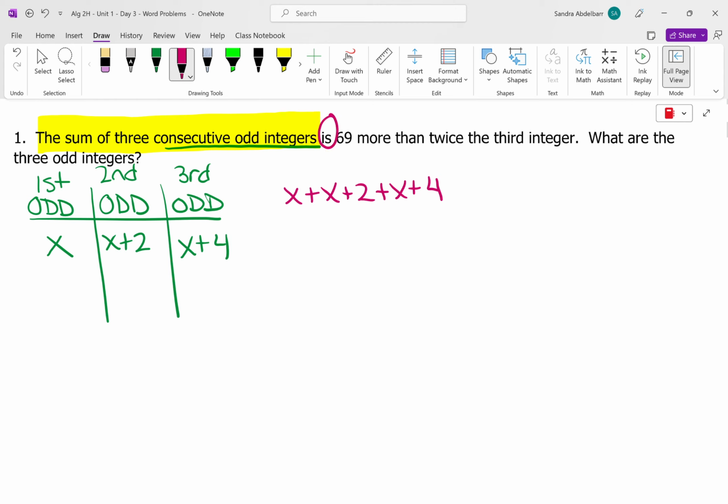And then it says is. What does is mean? Sienna? Equals. 69 more than twice the third integer. Do we all agree the third integer is x plus 4? So then we're 69 more than that. How am I representing 69 more than that? James. x plus 4 plus 69. You got it.